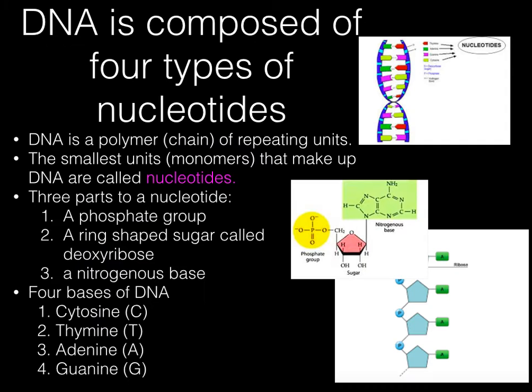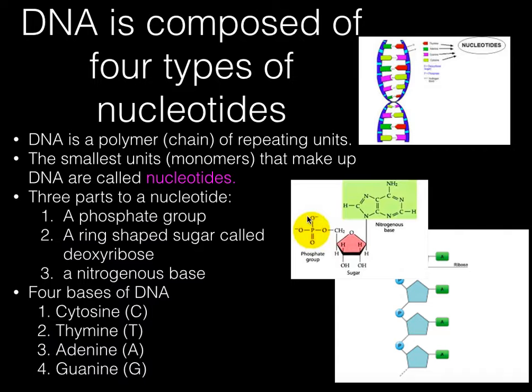So let's get started. DNA is composed of four types of nucleotides. So what is a nucleotide? There are three parts to a nucleotide, and a nucleotide is basically like a puzzle piece. So we have these singular puzzle pieces here, and they all kind of fit together. We'll talk about how they fit together in this video. One nucleotide is just one of these pieces of the double helix.